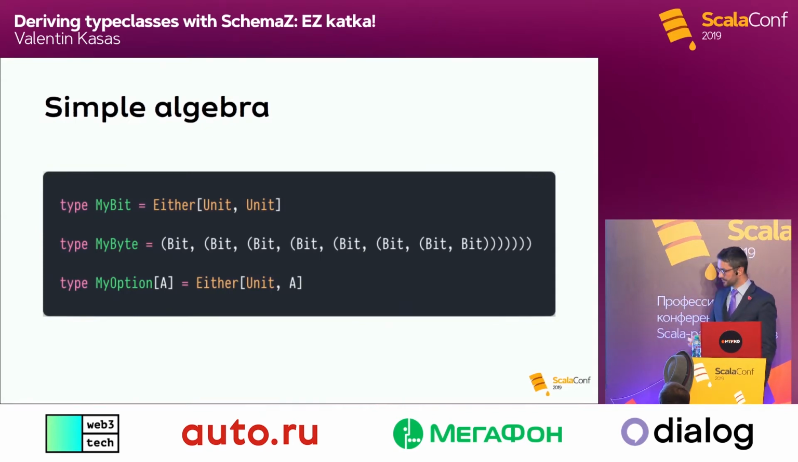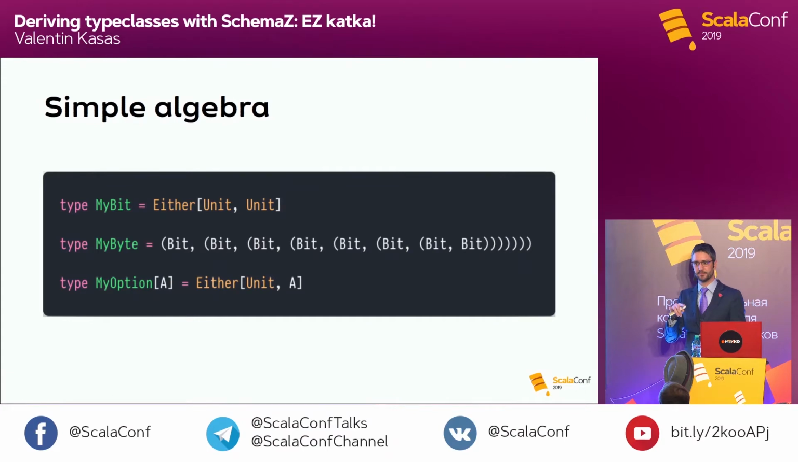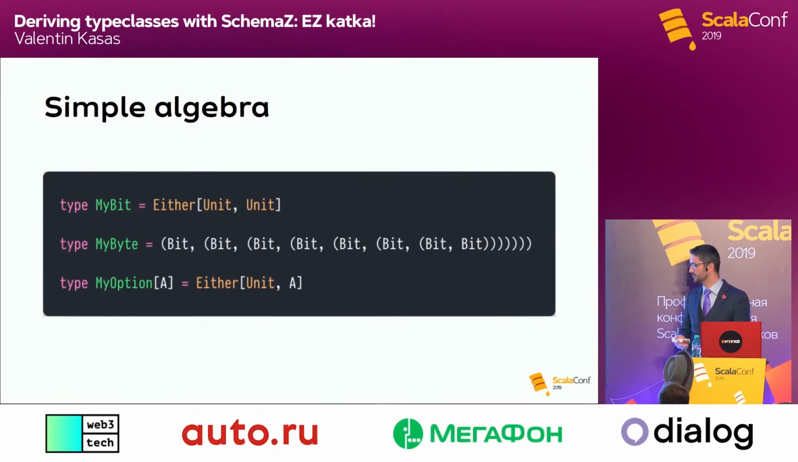Similarly, for the product, the pair, we could say, for example, a byte is the product of 8 bits. And again, we can calculate the number of inhabitants of this big ugly type on the right and the byte type, which has 256 inhabitants, or different values if you prefer.